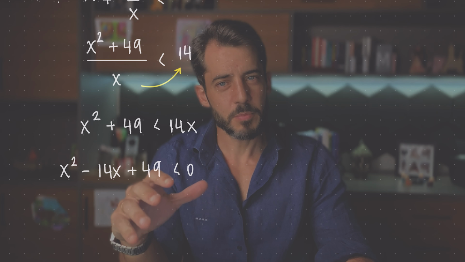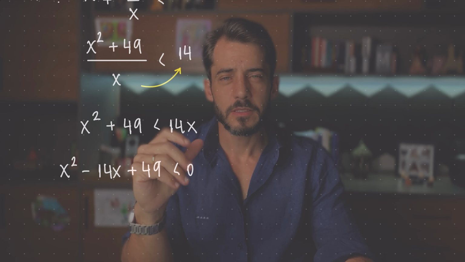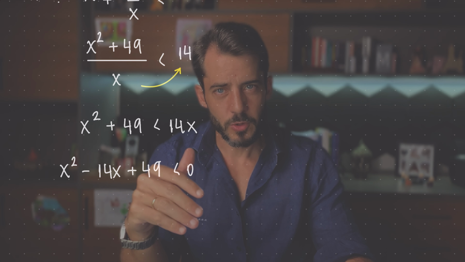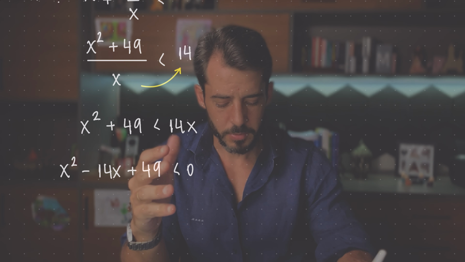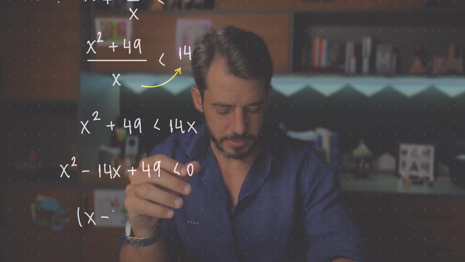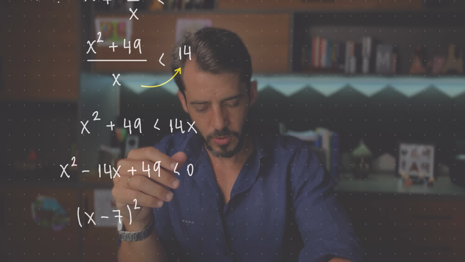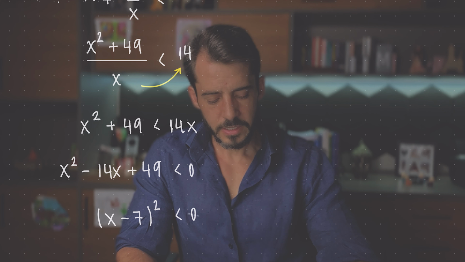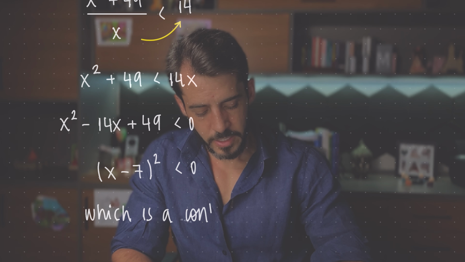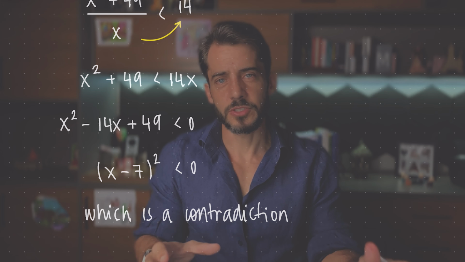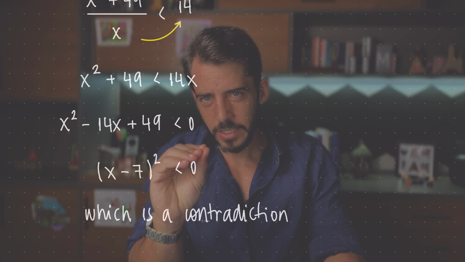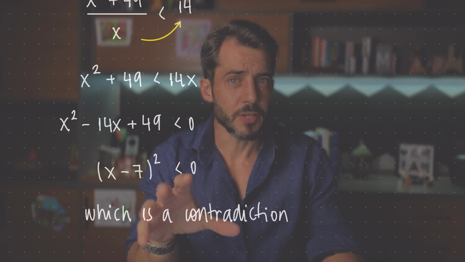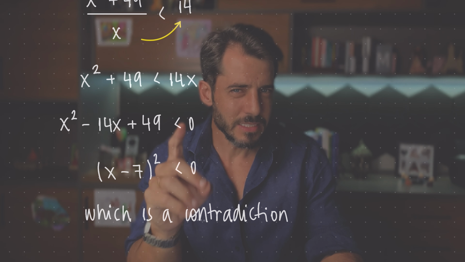Now this is a perfect square trinomial, an expression with 3 terms which can be written as the square of a binomial. And which binomial are we talking about? This is (x minus 7) squared. So in a nutshell, what we have here is (x minus 7) squared is less than 0, which is a contradiction. And why is it a contradiction? It doesn't matter what number you plug into x. When you subtract 7 from it and you square it, you get at least 0.